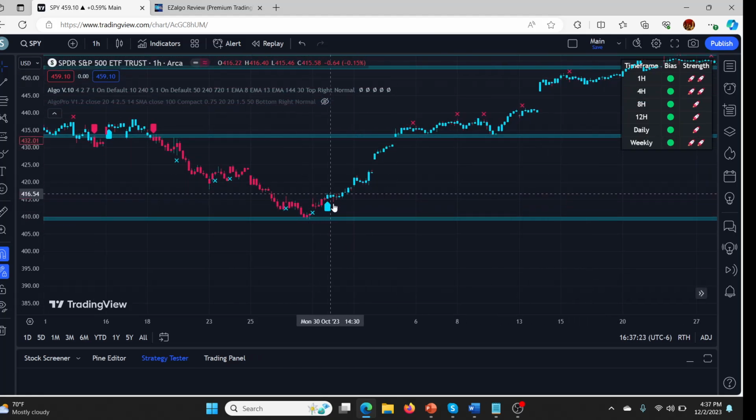This would be a perfect entry on the 1 hour, right? You just get in here, bounce off this level of support, get a nice buy sign, and you just ride this thing all the way up. So yeah, hopefully that answers the question: does this work on the short time frames? It does, but I still prefer the longer time frames if possible for all these algos, including EzAlgo.